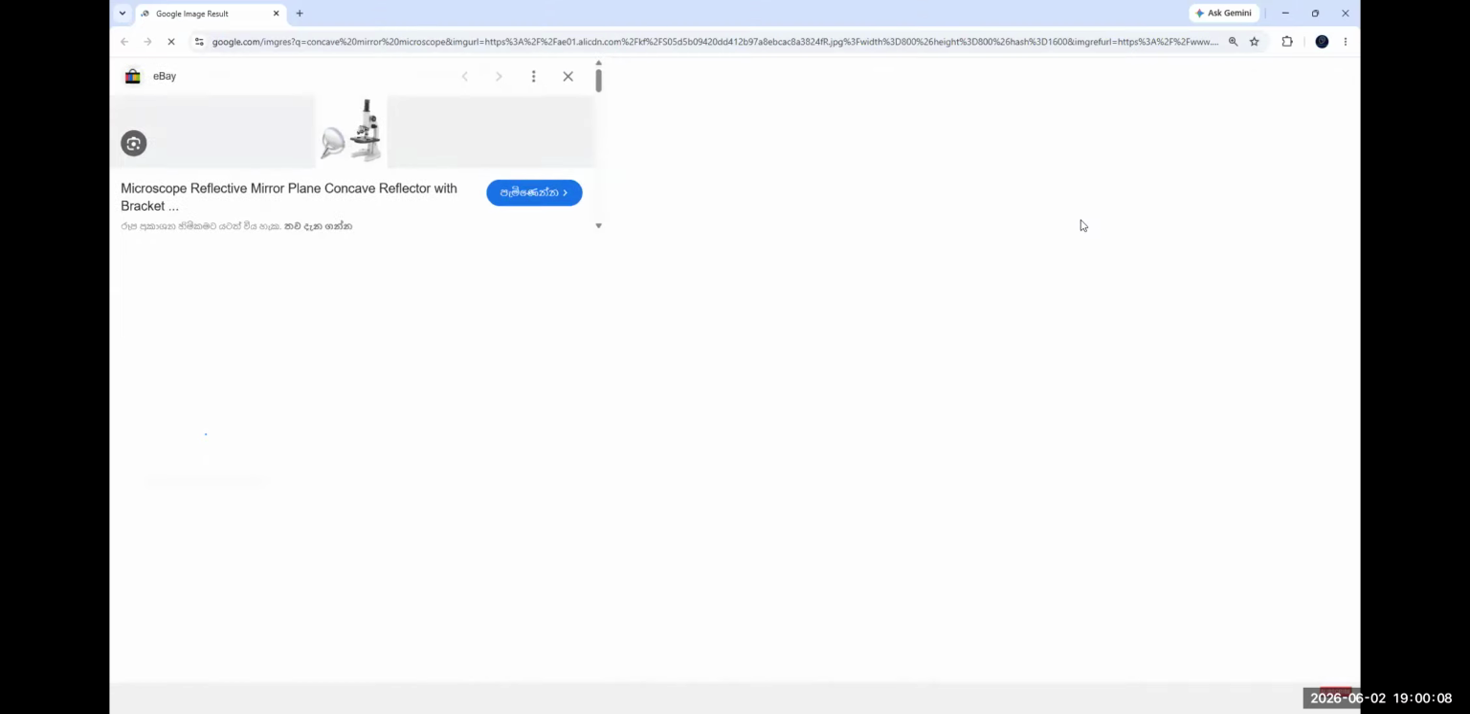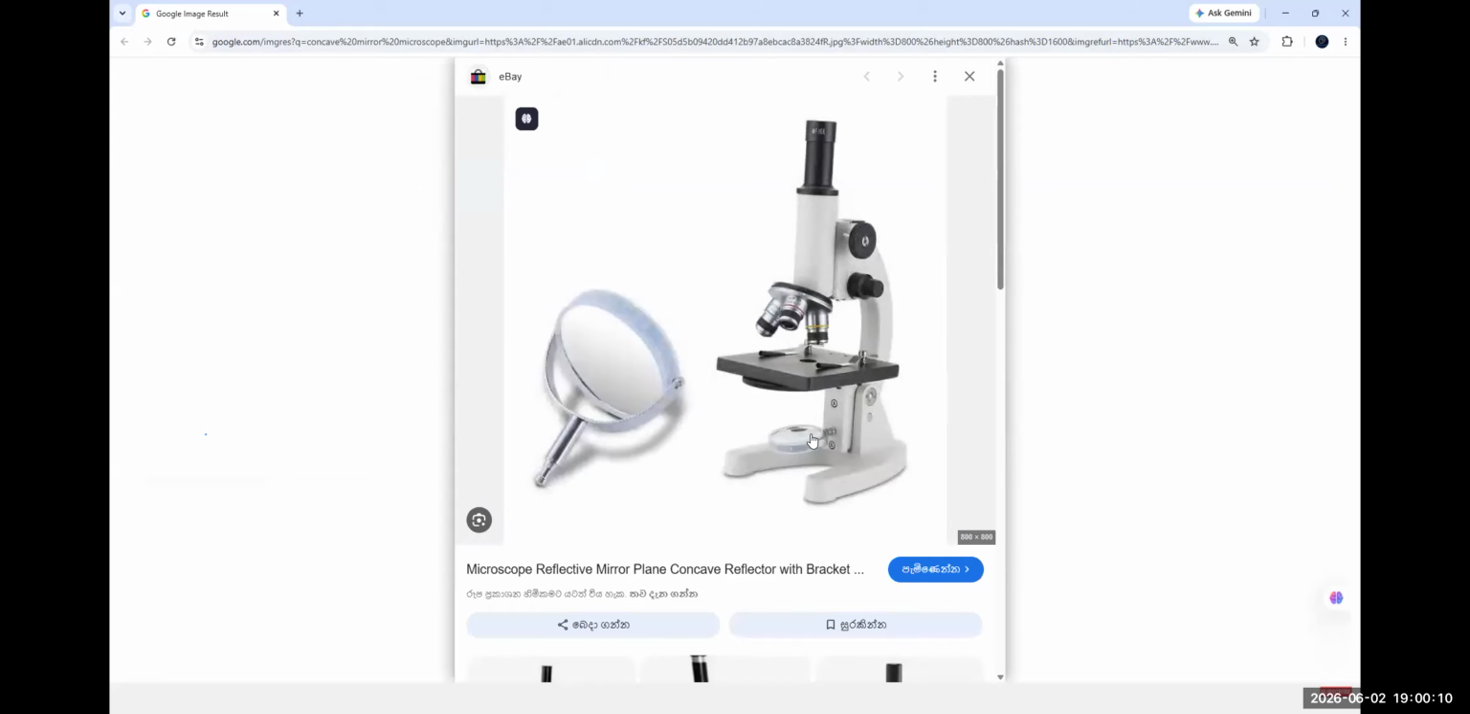See this image. Here under there, it should be a concave mirror because a concave mirror has the ability to converge the rays to the slide, the glass slide like this. It converges the light here when the light comes.